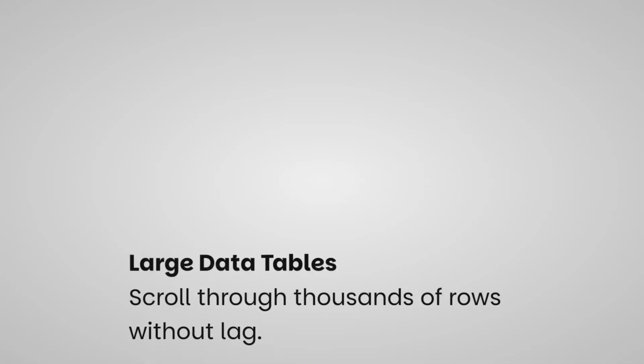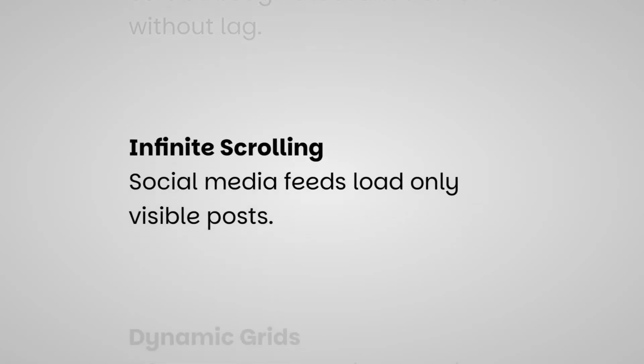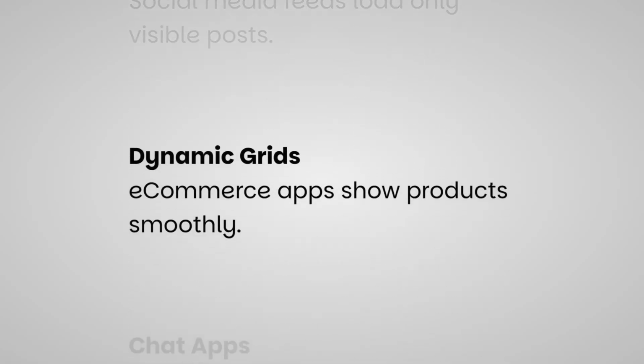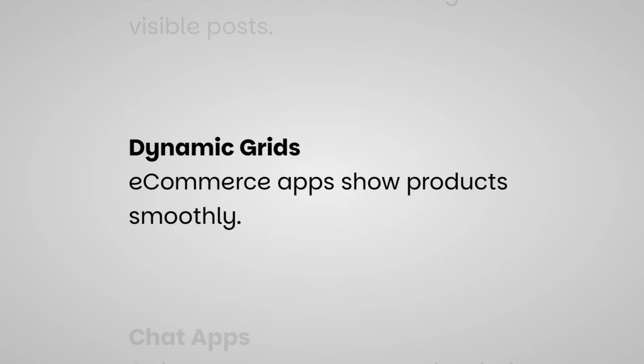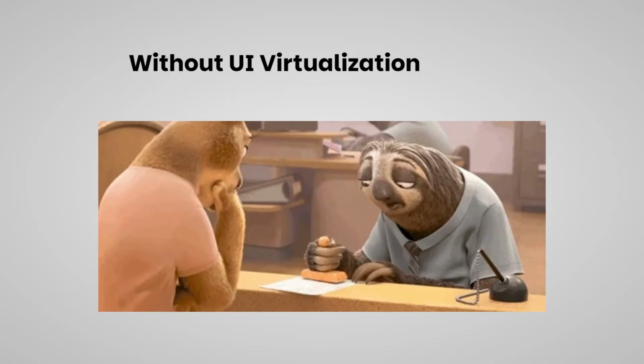Imagine a dashboard or spreadsheet app where you need to display thousands of rows of data. UI Virtualization makes scrolling through that data feel seamless. Think of social media feeds. Content loads dynamically as you scroll, with only the posts in view being rendered. Shopping apps showing products or image-heavy gallery apps benefit greatly from virtualization to keep the interface snappy. In messaging apps, recent messages or those in view are rendered, while older messages load only when you scroll to them.